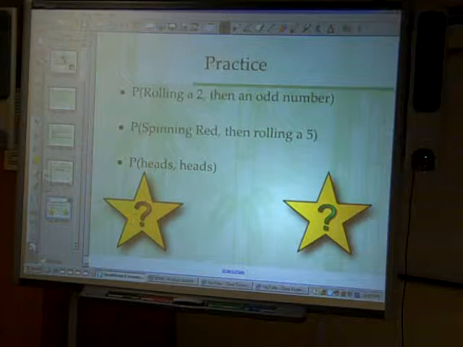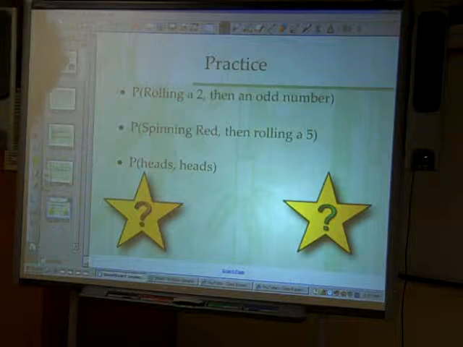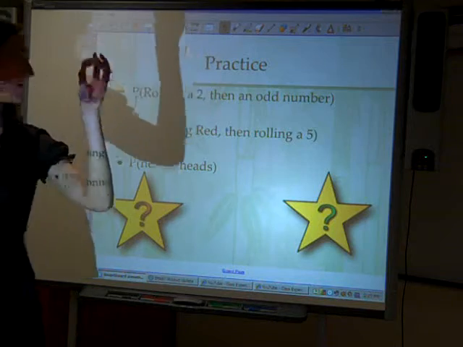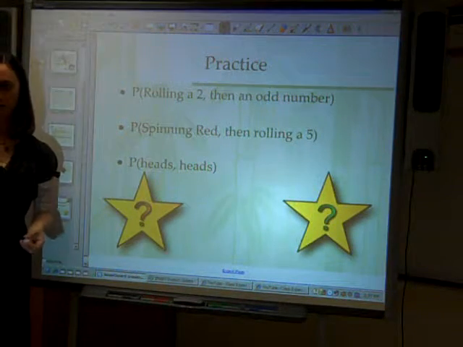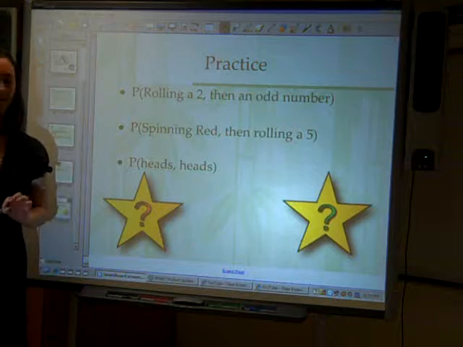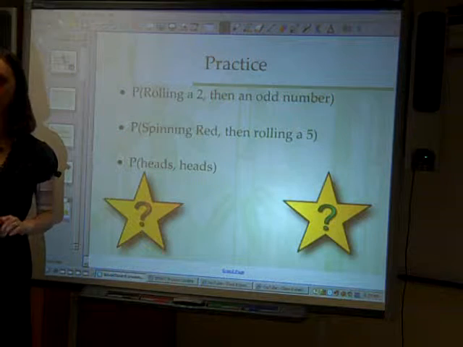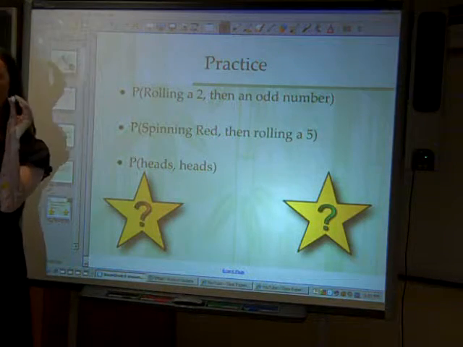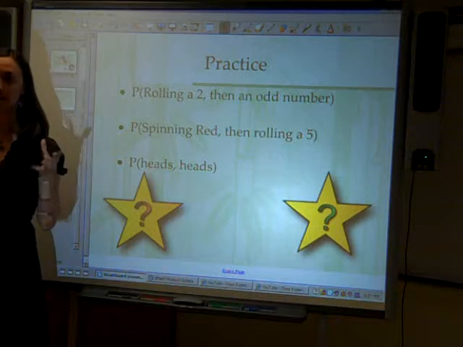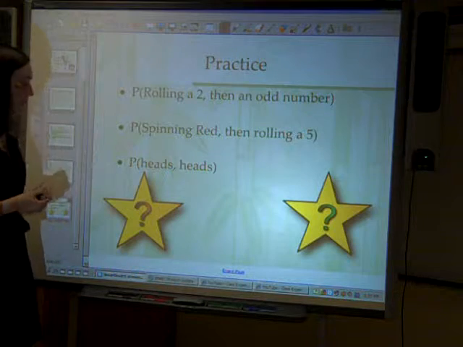Alright, so now we're going to practice rolling a 2 and then getting an odd number. So if we have a pair of dice, so I have 2 number cubes right here, I want to find the probability of rolling a 2, that's my first event. So if I roll this first, what's the probability this will land on a 2? And then I'm going to roll this and find the probability of landing on an odd number. I want to find the total probability of those 2 events happening.